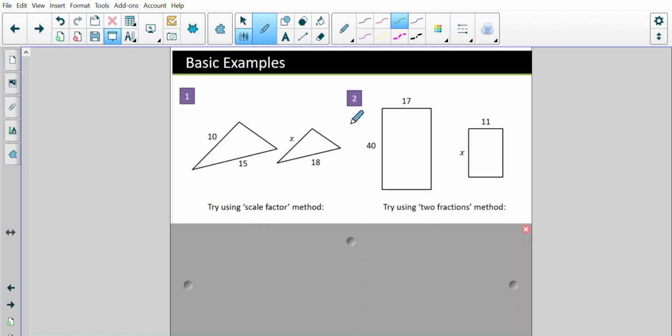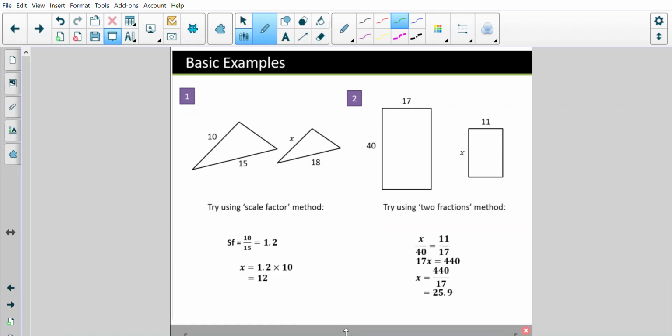Okay, let's have a look at some basic examples. So with these two basic examples here, if you want to have a go at trying the scale factor method for number 1 and the fraction method for number 2, you can pause the video and try them. If you don't think you need to do this, then you can jump ahead to the next example. So if you paused the video and had a go at these, I'm just going to show you the solutions below so you can see the two different approaches, scale factor and fraction method.